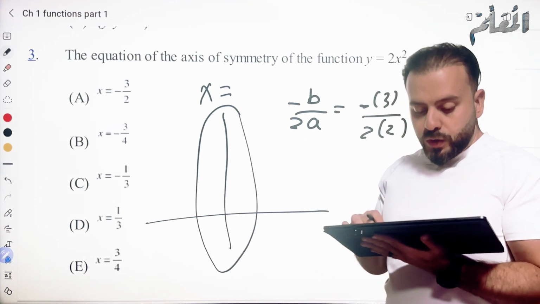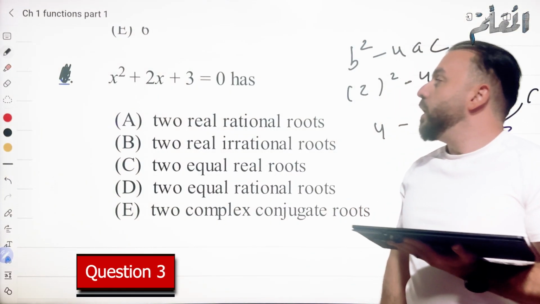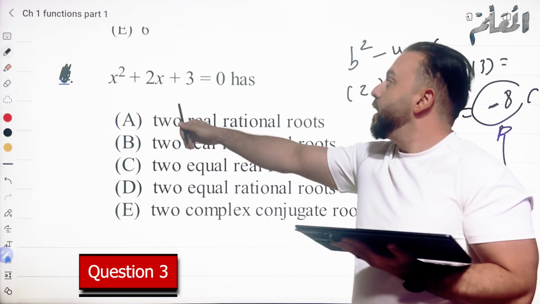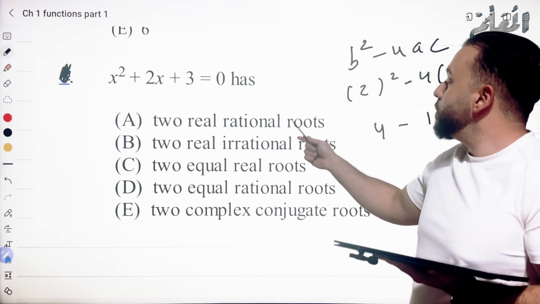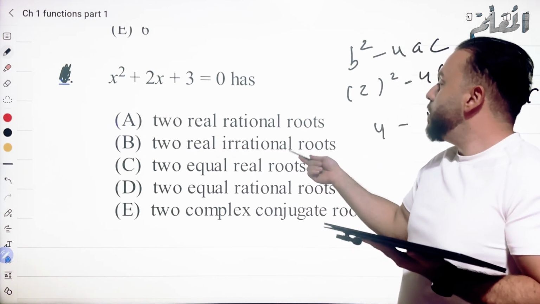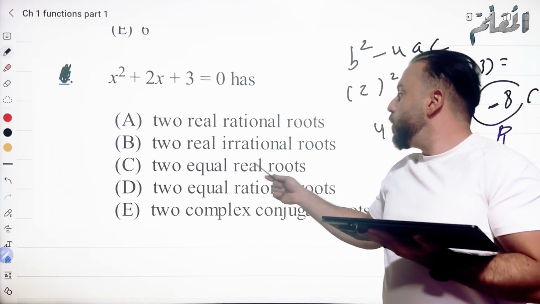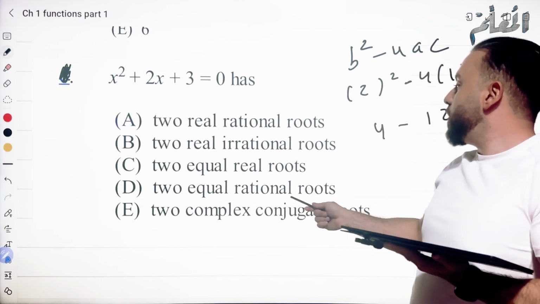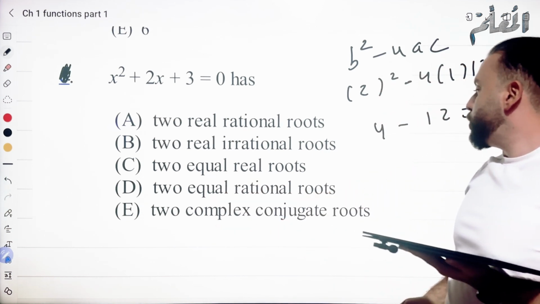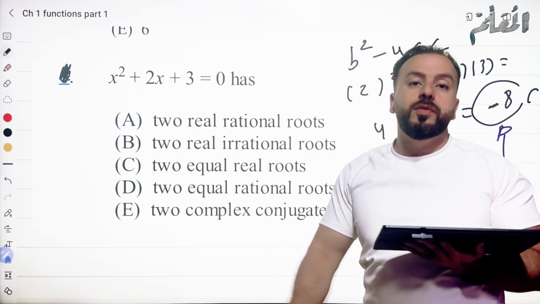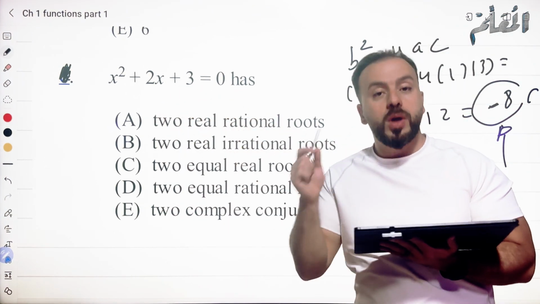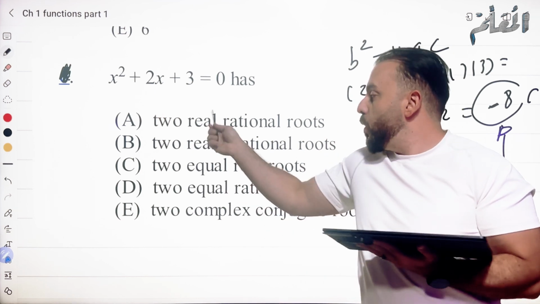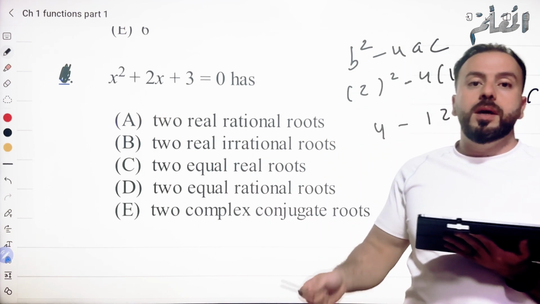Okay, next question. The last question for this video: x² plus 2x plus 3 equals 0 has two real rational roots, two real irrational roots, two equal real roots, two equal rational roots, or two complex conjugate roots. You can find it from the calculator directly. You plug in 1, 2, 3, find the roots, and then decide which multiple choice is the answer.